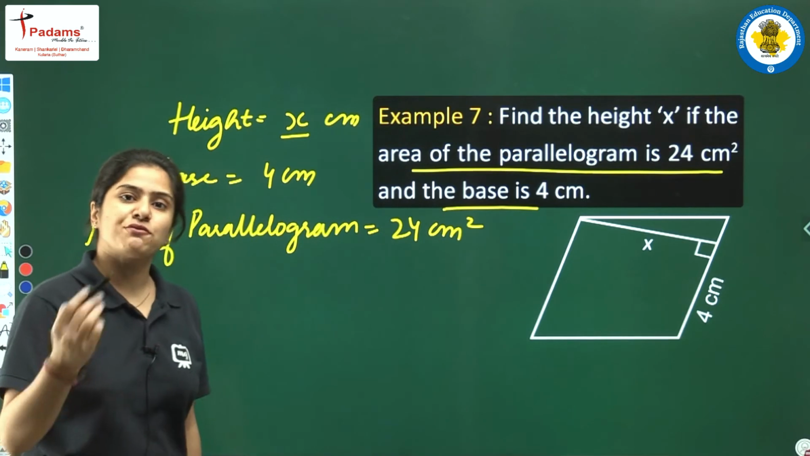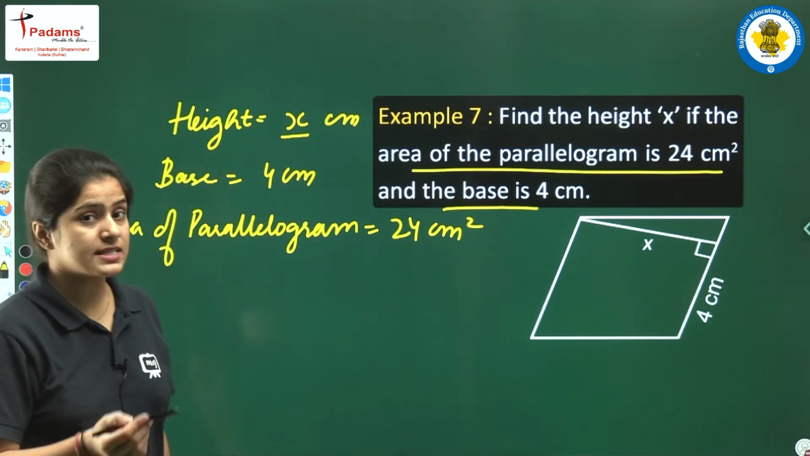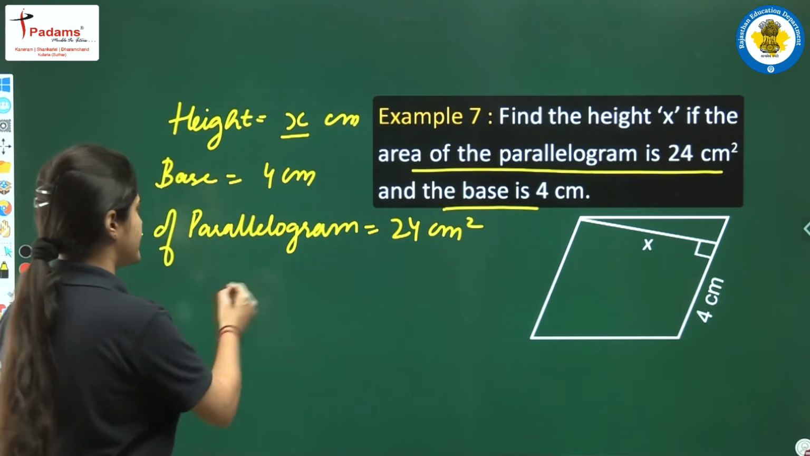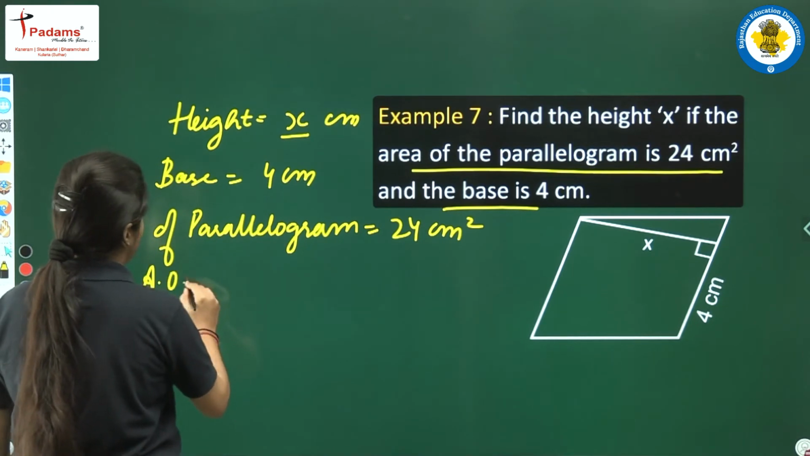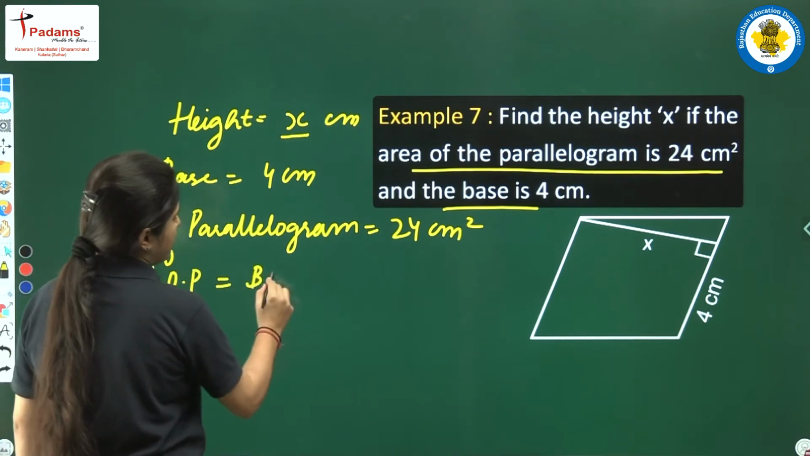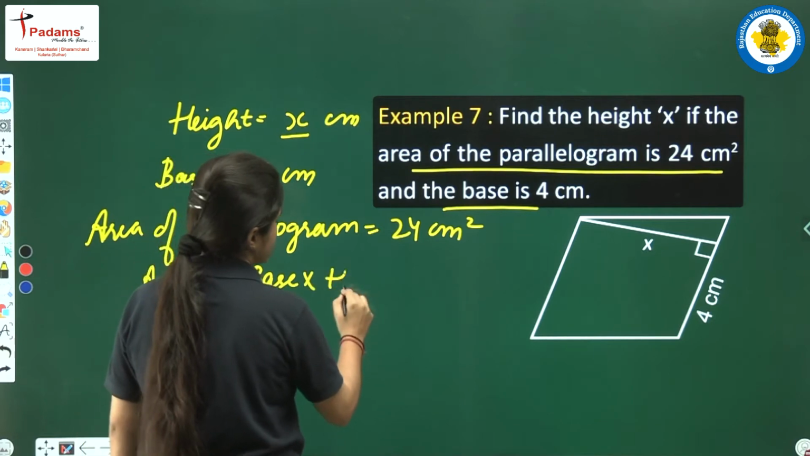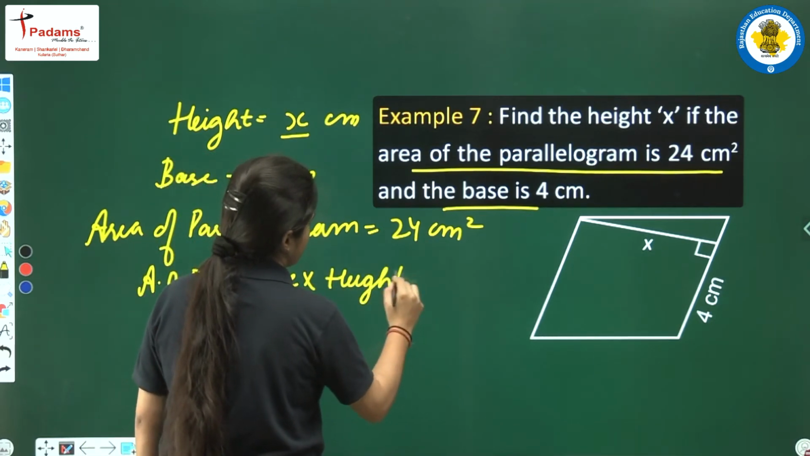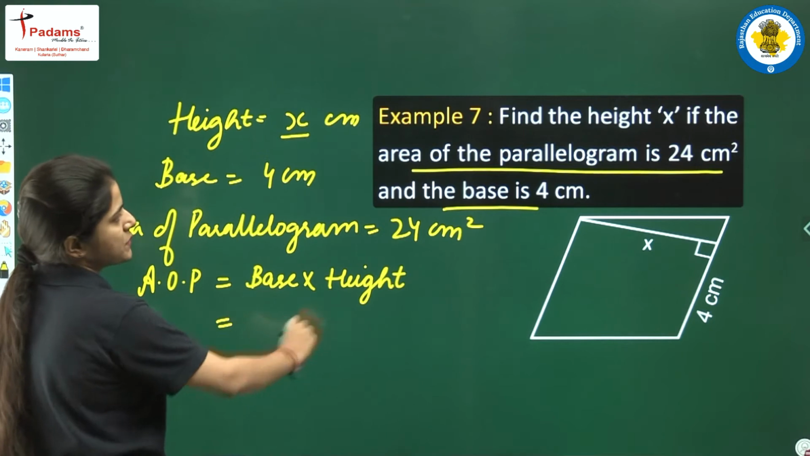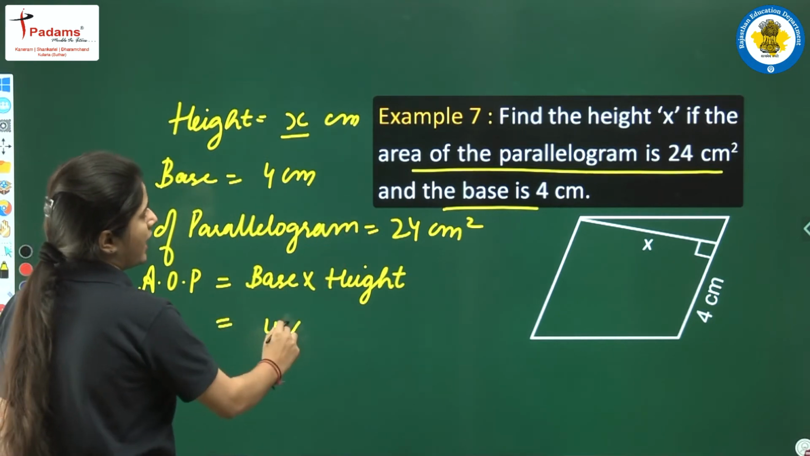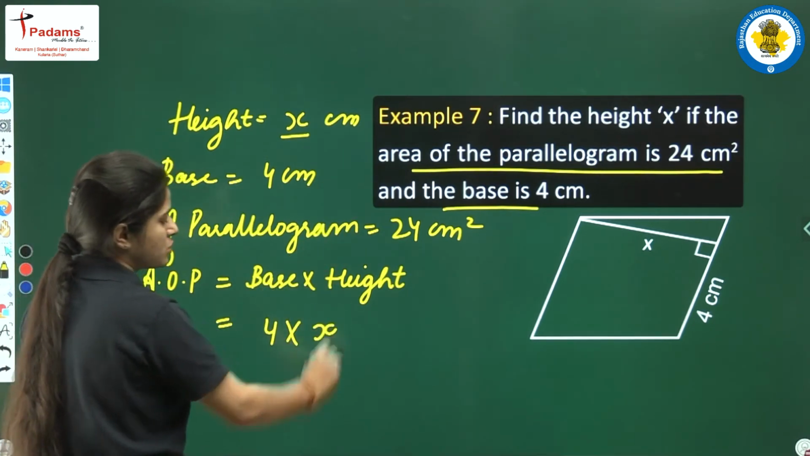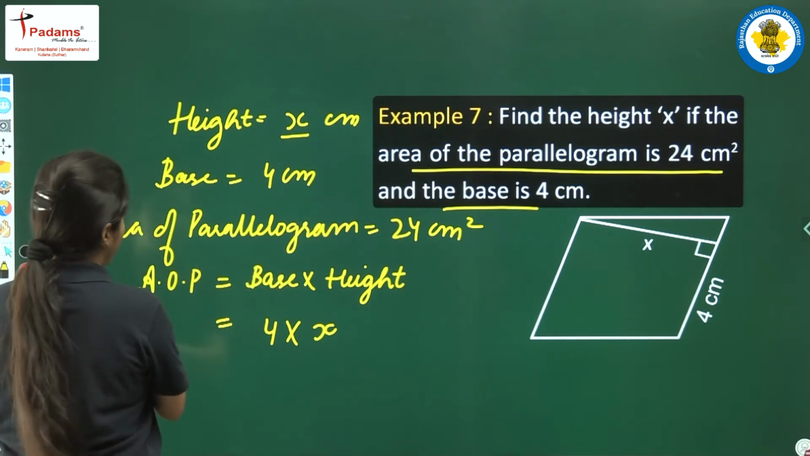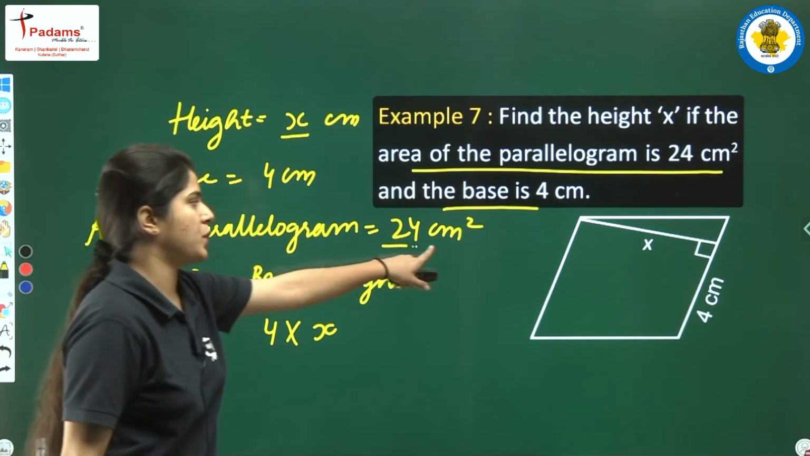Now students, what is the formula of the area of the parallelogram? That is equal to base into height. Write it down. Area of parallelogram is equal to base into height. Right. So base is equal to, students, 4, height we need to know, and what is height, students? That is x. Okay, and what is this area of parallelogram? That is 24.